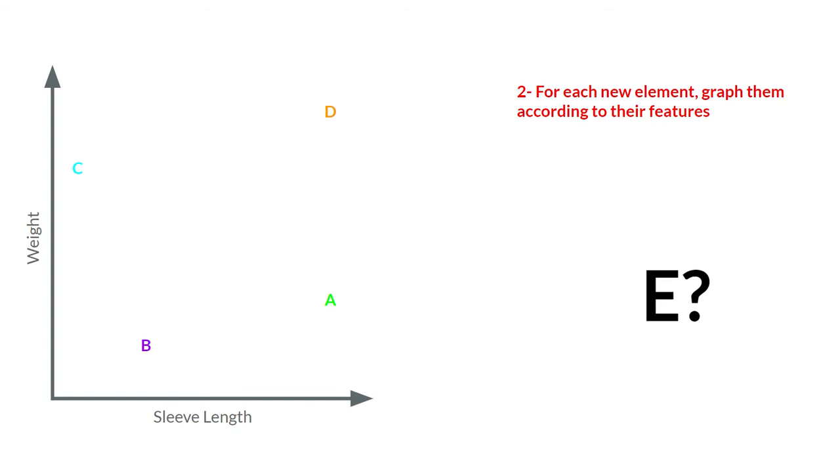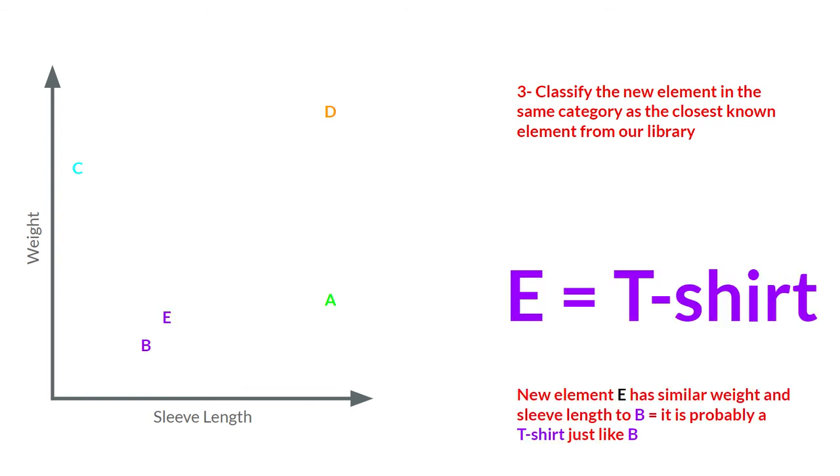Now, what if we have a new element E we want to classify? First, we measure the weight and sleeve length of E. Then, we graph it accordingly. Now, we can just visually check and say what we think E is. E is closer to B than anything else. Thus, we can say it is probably a t-shirt.